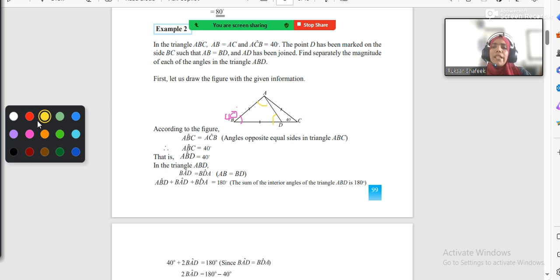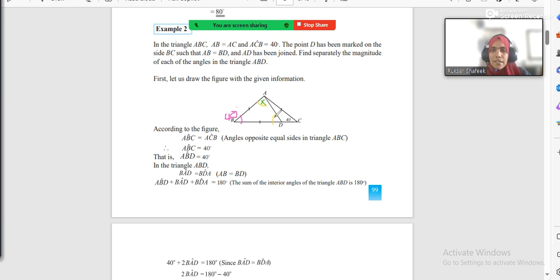To make it a little bit simpler, I'm going to mark these two as x and x here. So according to that, it's 40 plus x plus x, which is 2x. Remember, x plus x is 2x and not x squared. So 40 plus 2x is equal to 180, based on the theorem that the sum of the interior angles of a triangle add up to 180 degrees. So 40 plus 2x equals 180. I need to make x the subject.